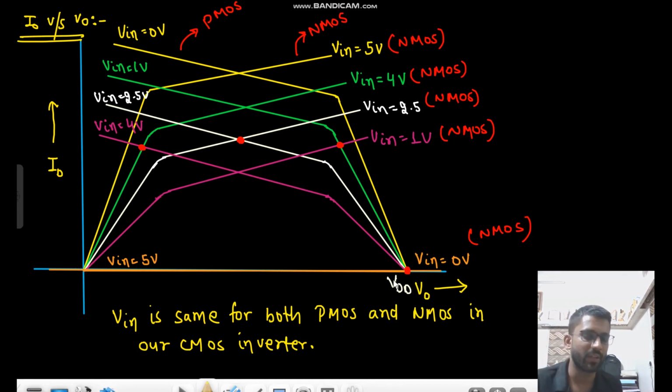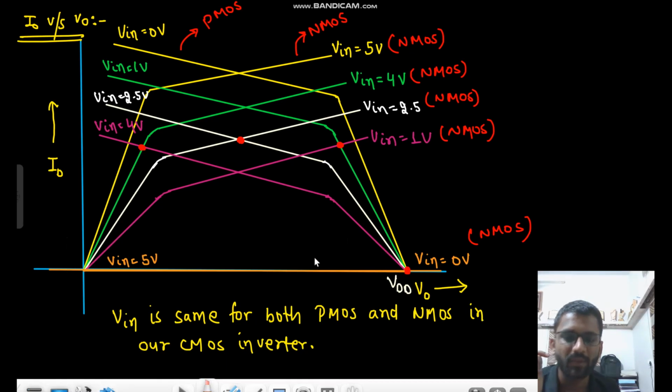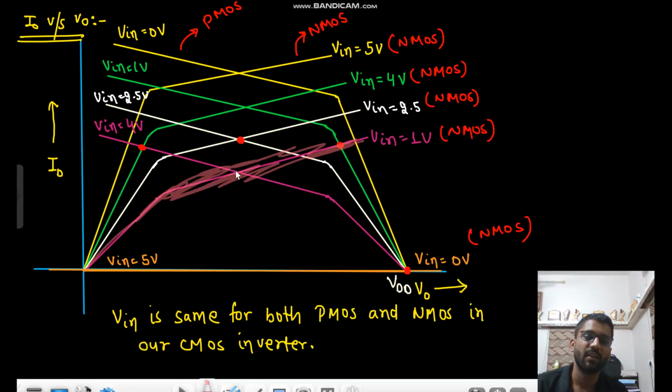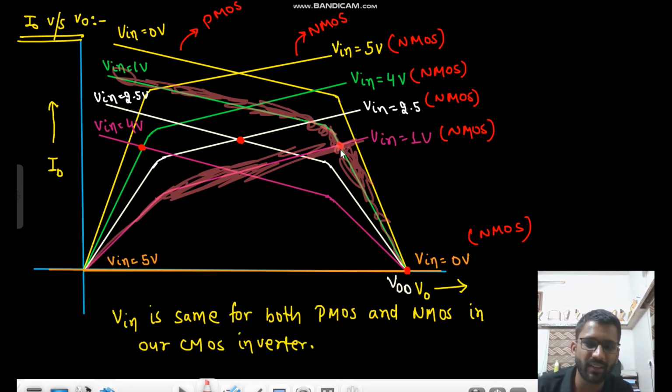Take more examples. Take V equals to 1 volt now. This is V equals to 1 volt for NMOS, right? For PMOS, what is V equals to 1 volt? This is V equals to 1 volt for PMOS. So at what point are they cutting? At this point. What do you see at this point?